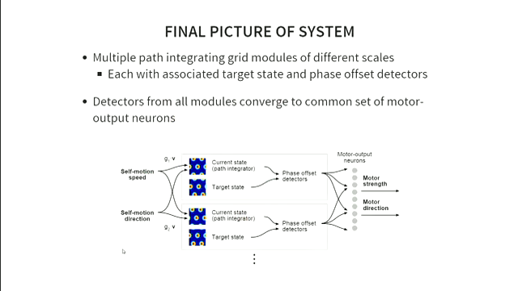So this is then the final picture of the system. Recall that we need multiple modules of increasing scales in order to compensate for the repeating grid cell pattern. So we see in the middle of the figure that we have these different modules running down the figure. And on the left-hand side we have self-motion inputs that go into path integration networks in each module. We also have a separate target state matrix in each module. And we have a separate set of phase offset detectors in each module. And then on the output end of the system, we have a set of motor output neurons that receive signals from all relevant phase offset detectors in all of these modules. And these then produce the final signal.